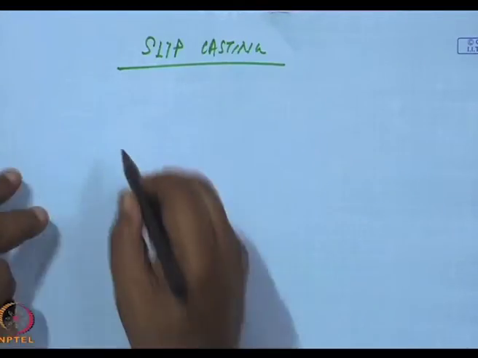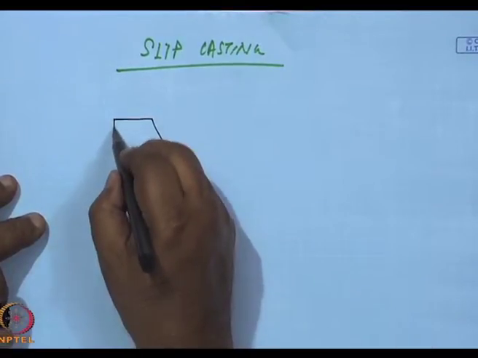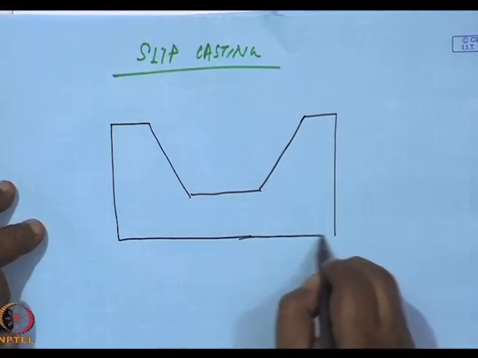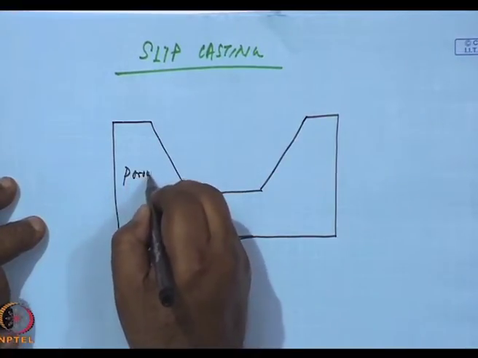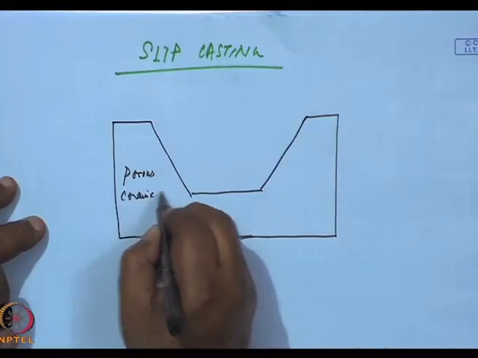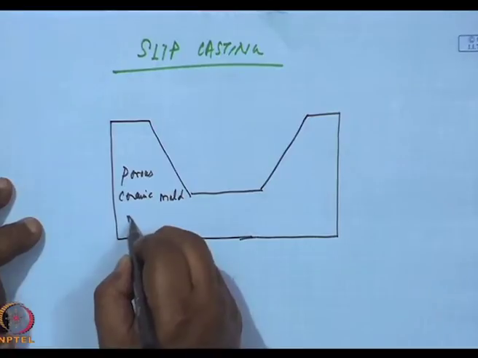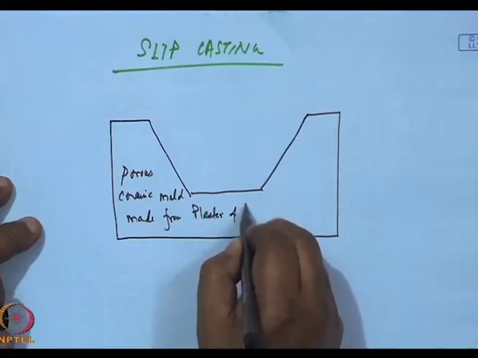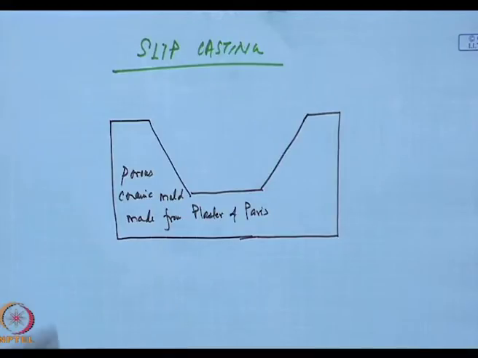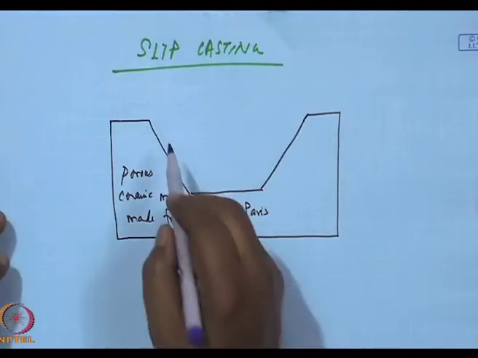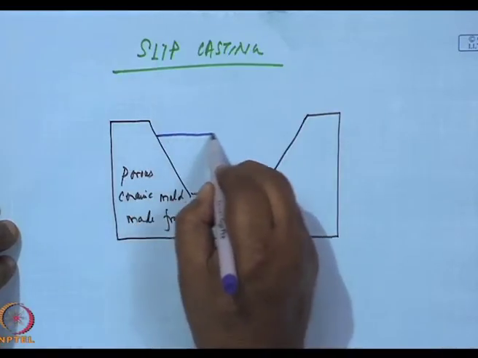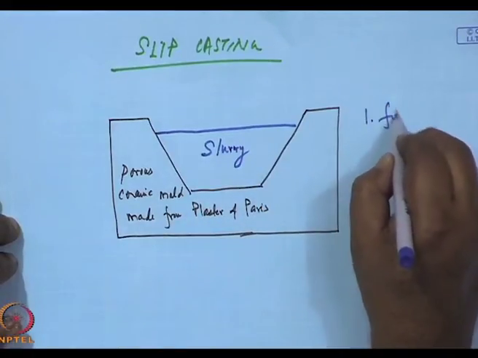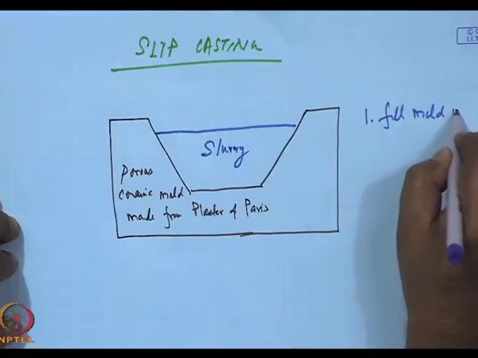What is done is there is a porous ceramic mold made from plaster of Paris. I will come back to this again, but this is an elementary introduction. This is first filled with the slurry. It is 1. Fill mold with slurry.